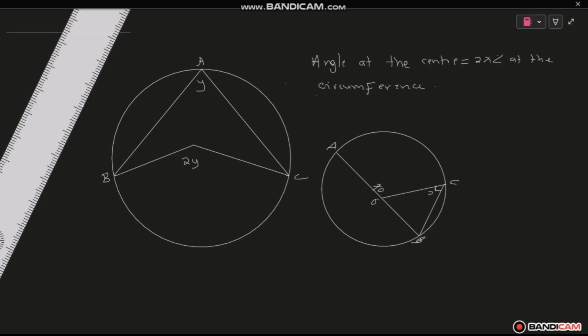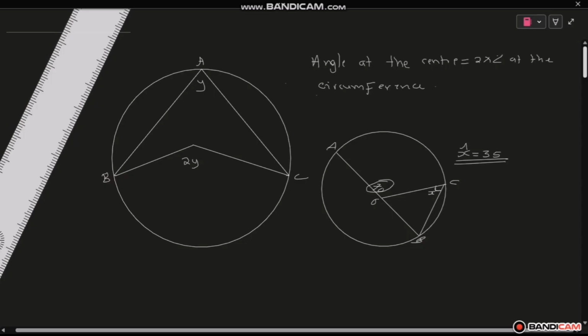Let's make it X. Then for you to find the angle X, you divide the center by 2. You divide that 70 by 2, therefore X equals 35. Then you use the reason that says angle at the center is 2 times angle at the circumference. That's very, very important, guys.